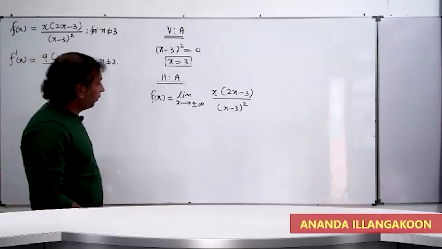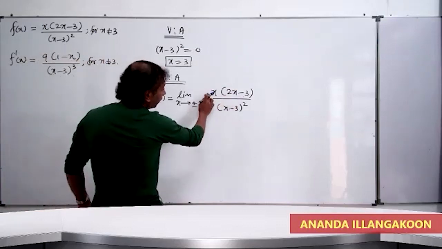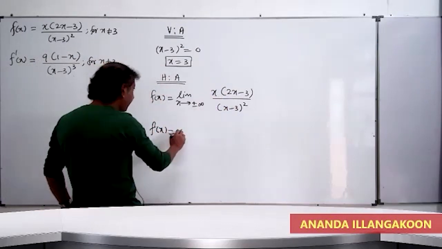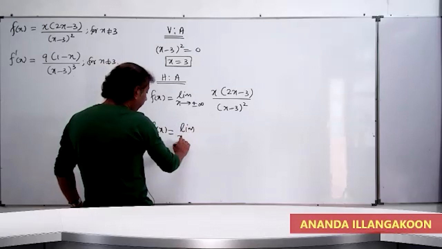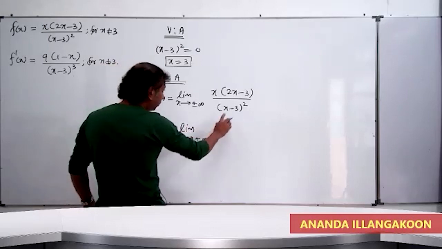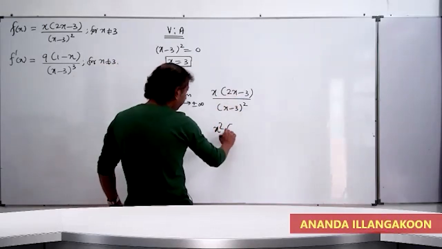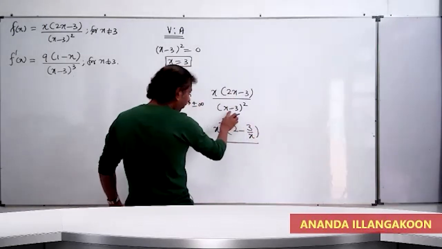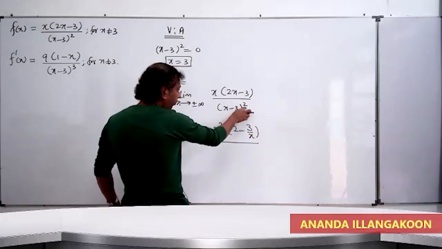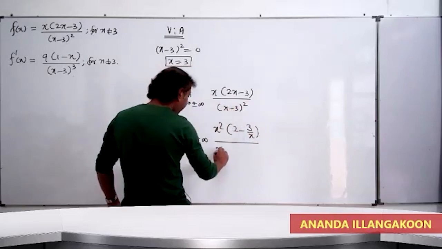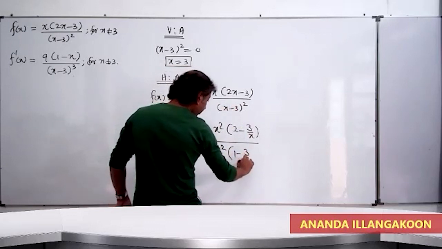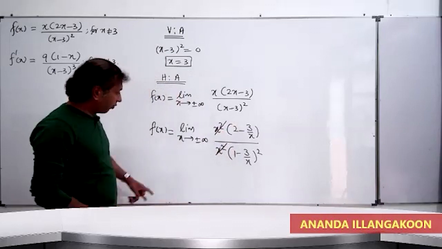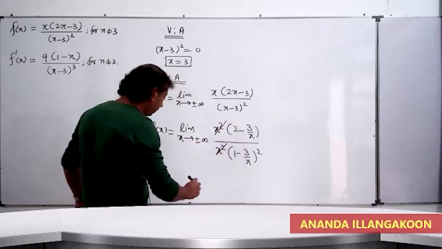Now, take x out from the numerator and x out from the denominator, and then put the limit as x tends to plus or minus infinity. Also take x out here: 2 minus 3 upon x. Here also take x out. When it comes out from the perfect square, something like this we have. When we put plus or minus infinity here and here, what do you get?